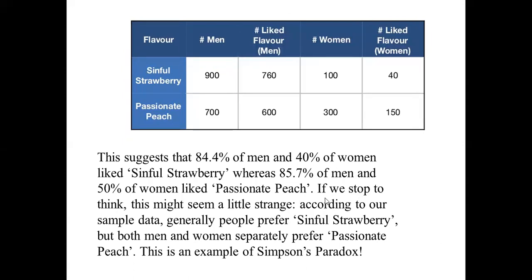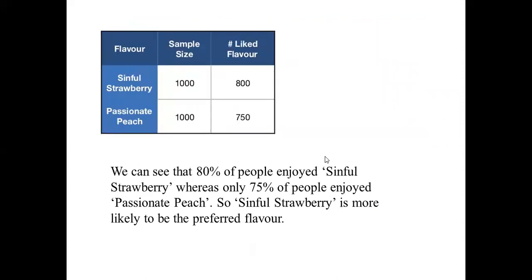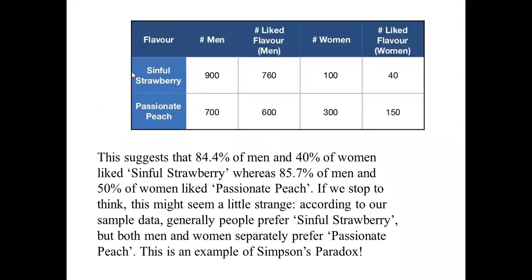So here we can see that in the previous step, we made the conclusion that sinful strawberry is the flavor most likely preferred by the users. Whereas when it comes to the subgrouping based on gender-wise likes, we get the conclusion that passion peach is the most likely favored or preferred flavor by the people.